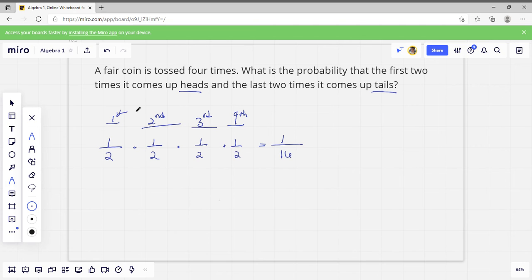Now if we drew the little diagram, we could do heads, tails, and then we could do heads, tails, and then this one would be heads or tails. That's our second coin toss. Now our third. I'm going to run out of room. Okay, now our last one.